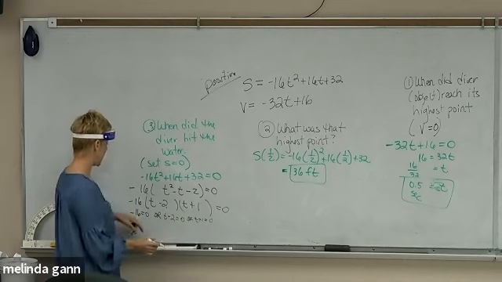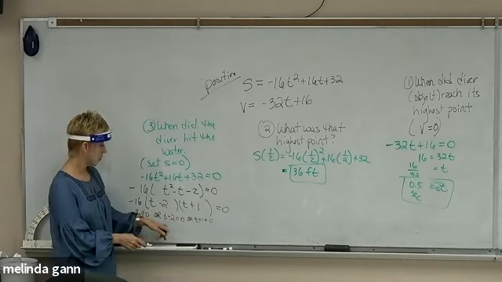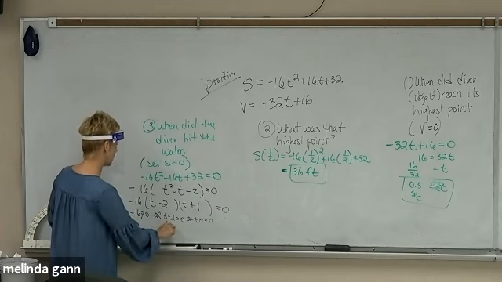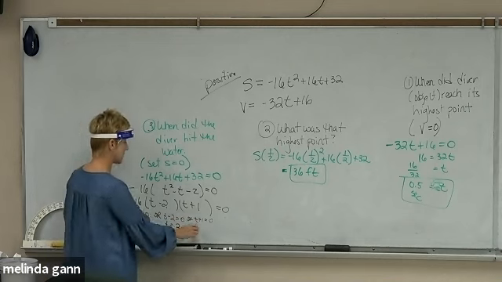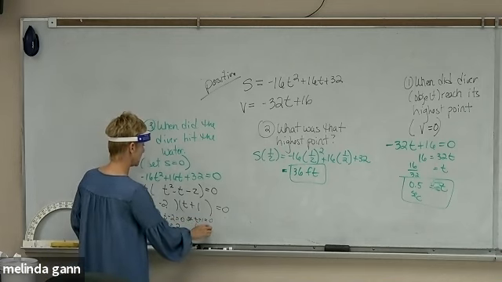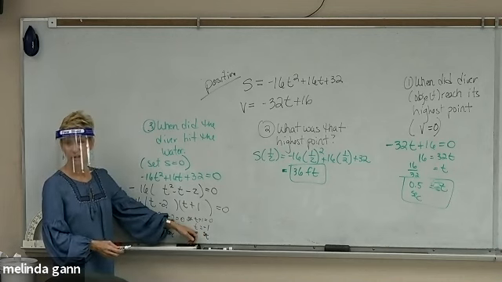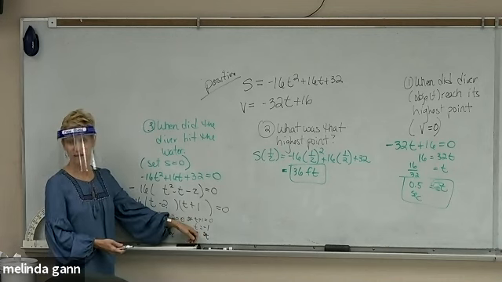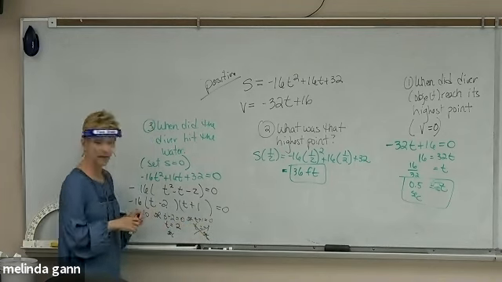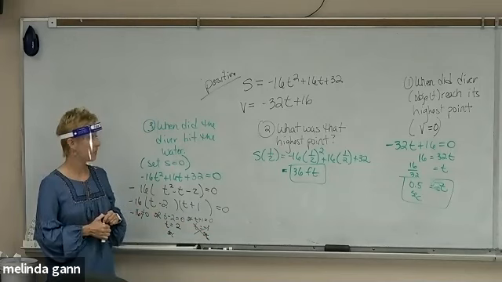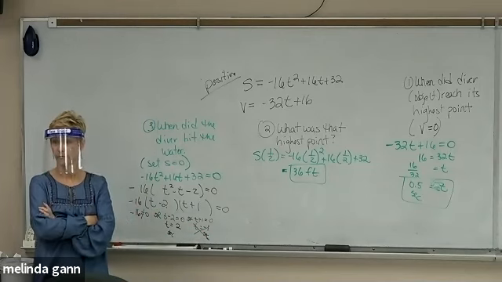Is negative 16 0? No, so that's not going to work. So what's the solution in the middle one? t is going to have to be what? 2. 2, so we're doing seconds. What's the solution of the third one? t is going to have to be what? Negative 1. Now, what's the problem here? What did you just say? That's a good math answer, but in this context, it doesn't make any sense. You can't have a negative time. So apparently it took 2 seconds for the diver to come down.